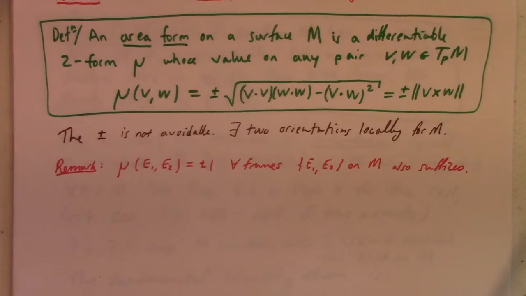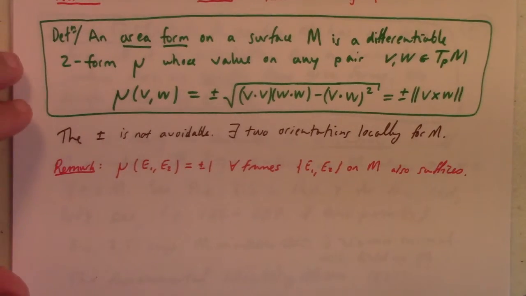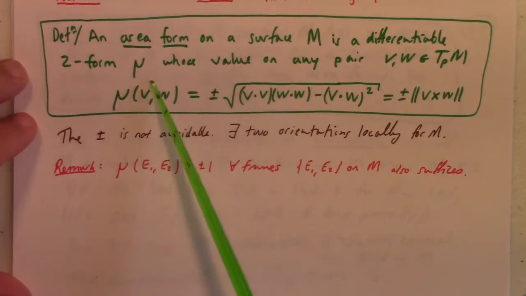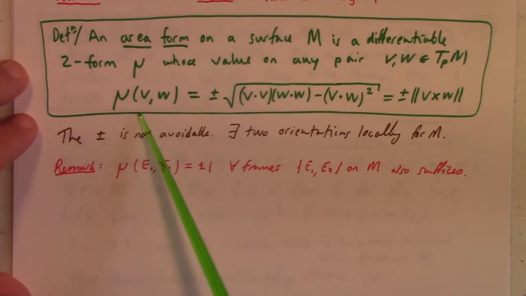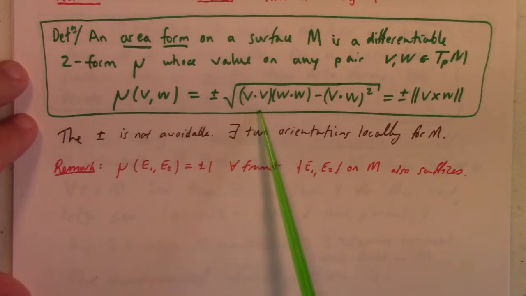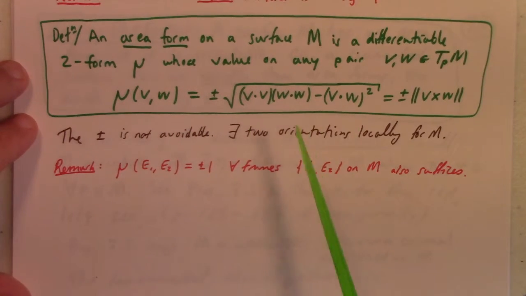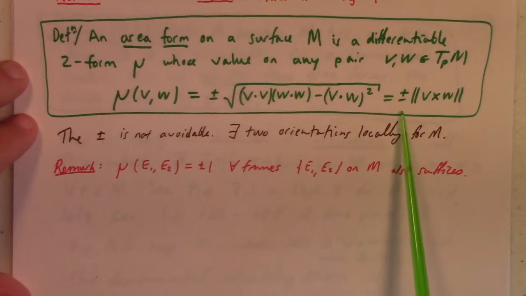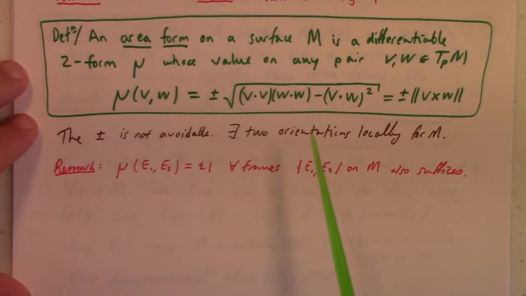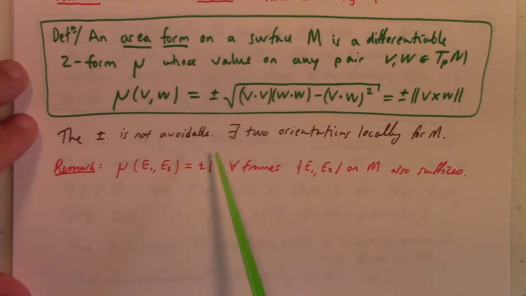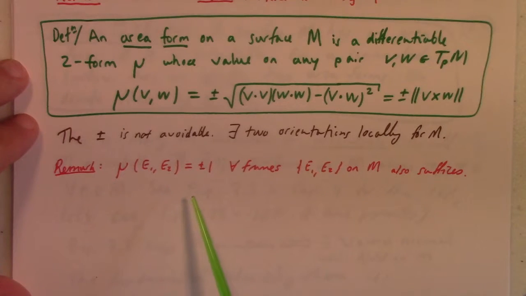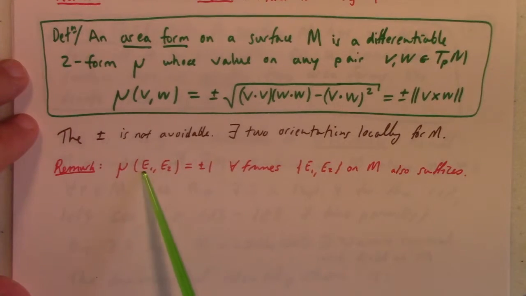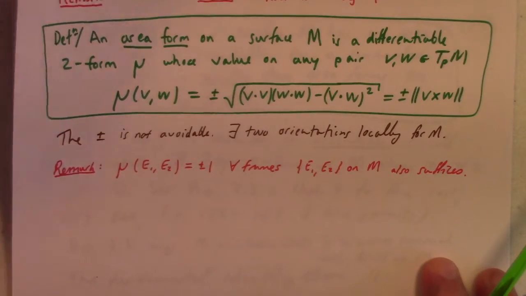That said, we should talk a little bit about orientability. An area form on a surface M is a differentiable two form, where for any pair of v and w in the tangent space, we have mu of v, w is plus or minus this lovely formula, which you should recognize from Lagrange's identity as plus or minus the magnitude of the cross product of v and w. This plus and minus is not avoidable, right? Remember, there's two orientations locally for M. On the other hand, if we use an orthonormal frame, then this area form works out to plus or minus 1, right? So that's good.